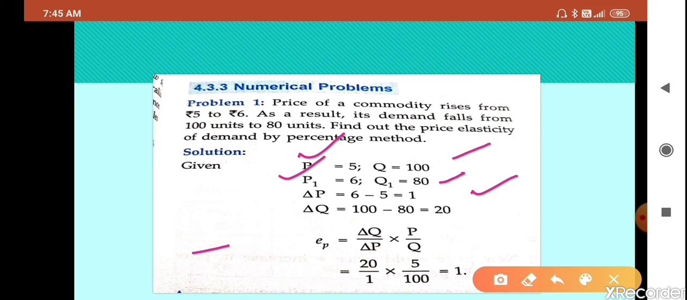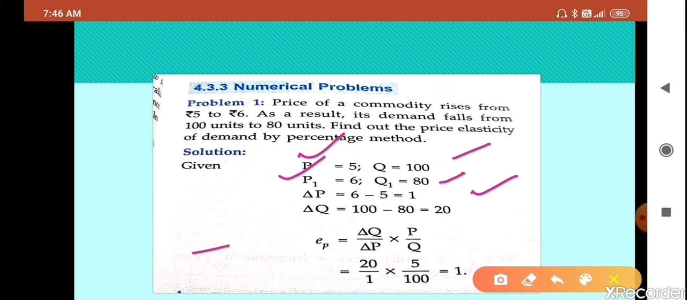Now delta Q is 100 minus 80, which is 20, and the applicable formula is delta Q upon delta P multiplied by P upon Q. So 20 upon 1 into 5 upon 100, which becomes 20 into 5 upon 100, so it becomes 1. Like that you can solve the example. If you have any problem, you can take help from the examples, and if you are not able to solve a particular question, then tell me and I will give you the solution. So this was the percentage change method.